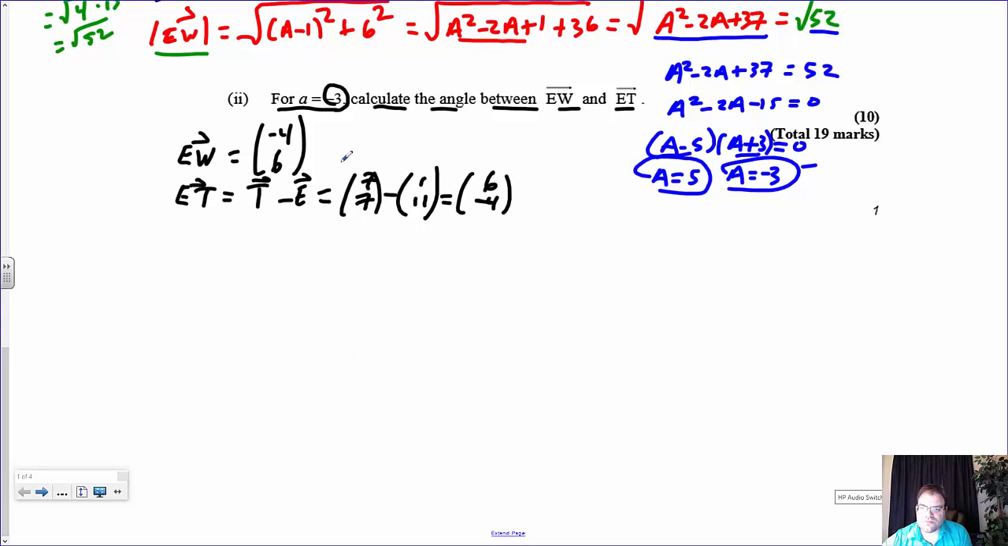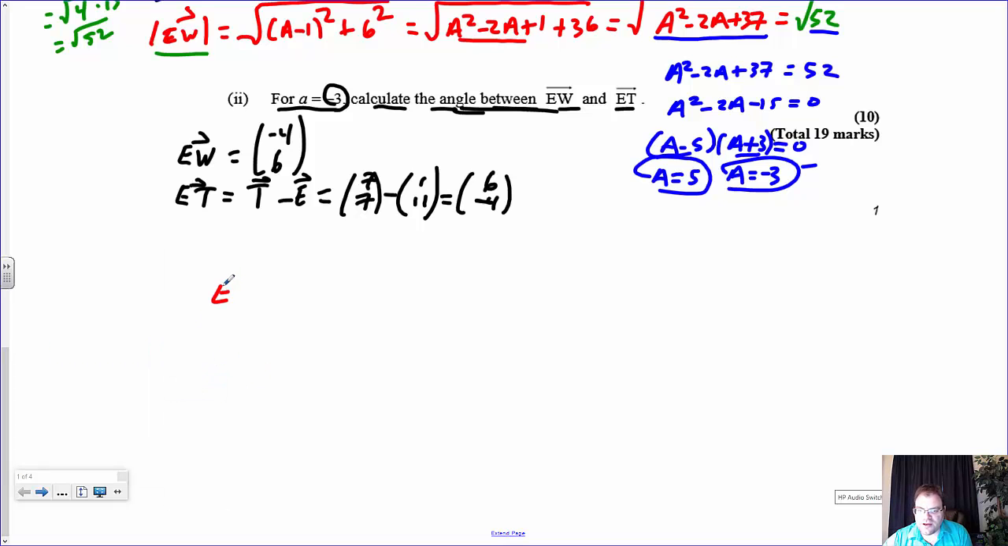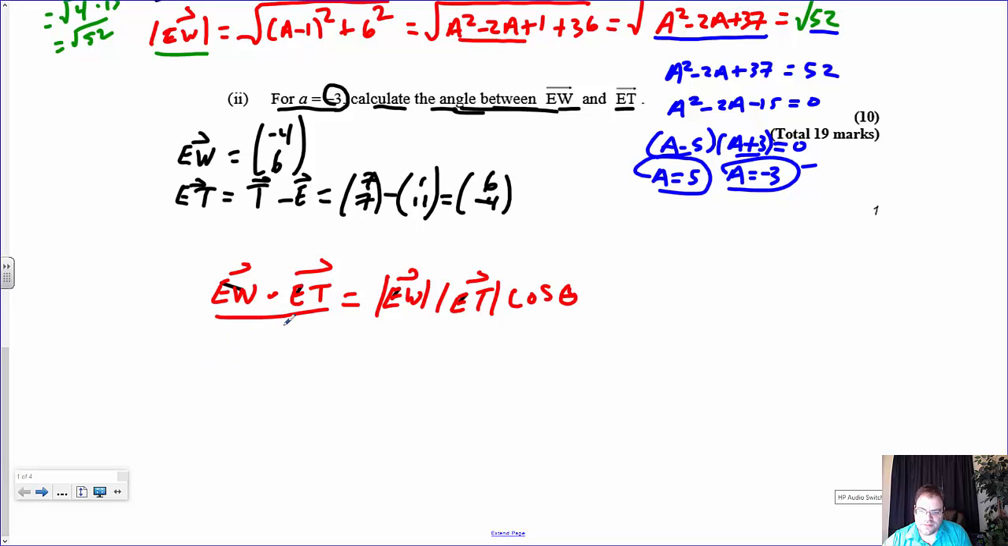Okay, almost done. So it wants me to find the angle between two vectors. This is always done the same way. In this class, we take a vector dot product. So what I want is a vector dot product between EW and ET. So we're going to take the magnitude of EW times the magnitude of ET, multiplied times the cosine of the angle between them. The dot product of EW and ET is found by multiplying the x times the x. So this is going to be negative 4 times 6 plus 6 times negative 4. And what I'm noticing here is that this is negative 24 minus 24. So this is actually negative 48.